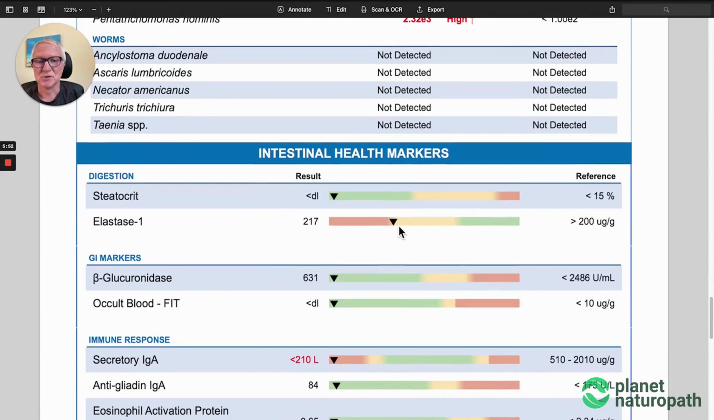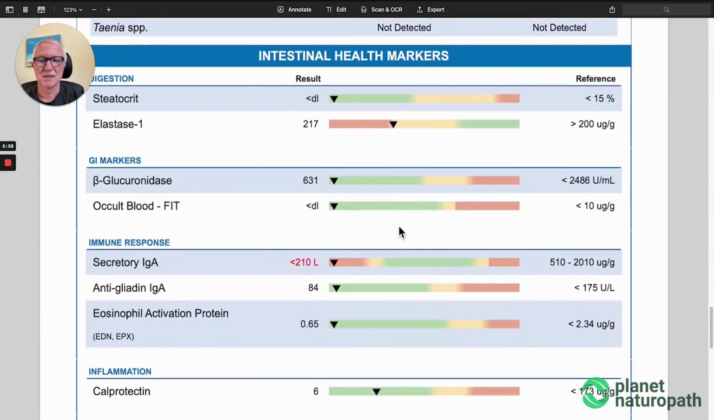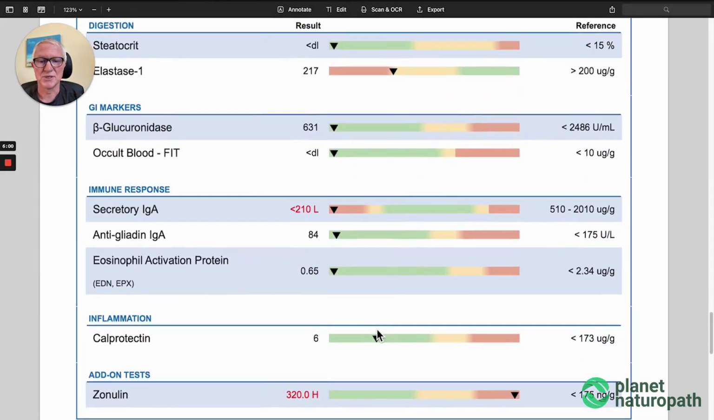The elastase levels are low, so that's going to affect digestion and absorption of nutrients and also contribute to symptoms. Calprotectin's okay. The other one that stands out here is the secretory immunoglobulin A is low. This can be low with long-term infections. It can also be low if someone's had a lot of stress, and that's a really common reason. When I say stress, that could be physical stress, mental stress, not sleeping enough, things like that.